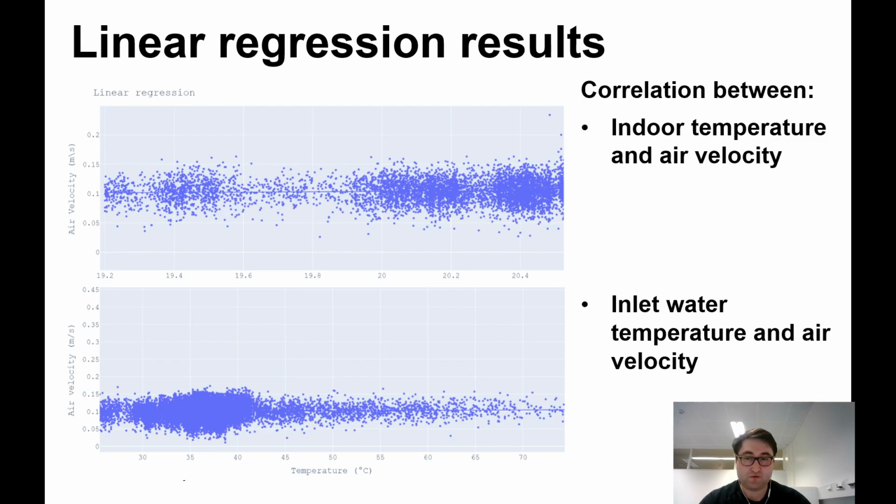The first graph stands for indoor air temperature and air velocity. The second graph shows the correlation between inlet water temperature and air velocity. From these figures, we can assume that air and inlet water temperatures didn't have an impact on draught. Air velocity near the window was mostly uniform and independent from the temperature changes.